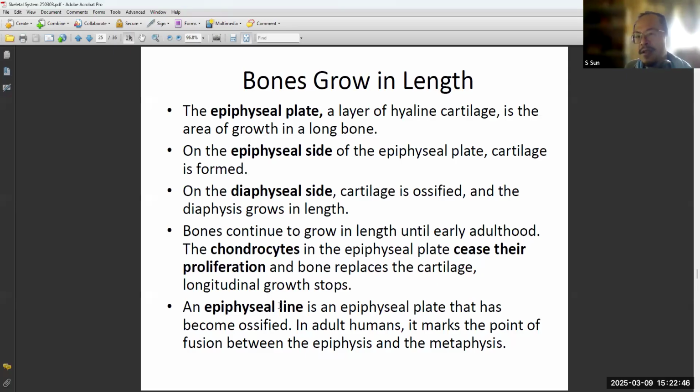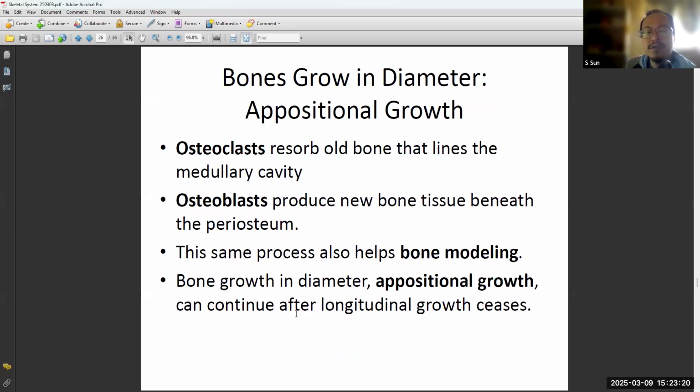It's called the epiphyseal line. So that epiphyseal line is an indication that this bone has reached its adulthood, and it's not able to grow anymore because you don't have this cartilage anymore. You only see this cartilage in the growing body, but not the adult body. So that's the length. Bone can also grow in width.